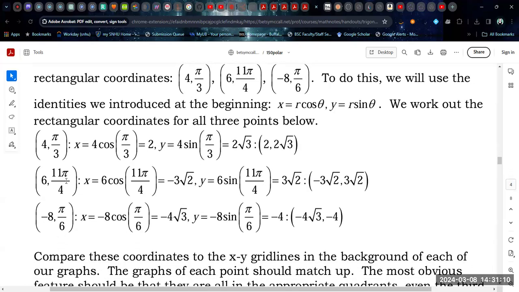Similarly, if I have 6 and 11 pi over 4, I plug in to this equation, and 11 pi over 4 is going to give me negative 1 over the square root of 2, or square root of 2 over 2 times 6. That's going to reduce to negative 6 times the square root of 2. And then similarly over here, although it will be positive in that second quadrant, and so I will get this point. And then likewise, we can plug in the same information. And again, here the radius, that negative sign will carry through. And as we saw with our graph, we are in the third quadrant for this point.